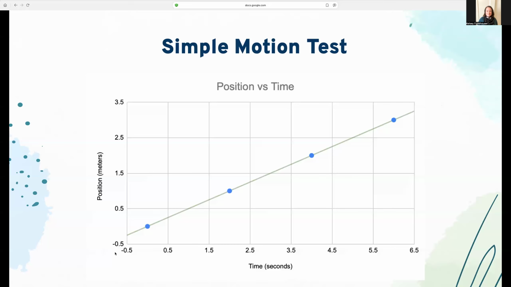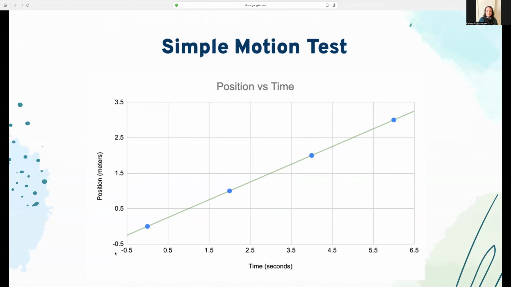This clean line shows us that the object covered that same distance of 1 meter in the same amount of time, 2 seconds in this case. So that means if it's traveling over the same distance in the same amount of time, that means it was moving at the same speed, a constant speed. So this is what a position versus time graph of simple motion should look like.